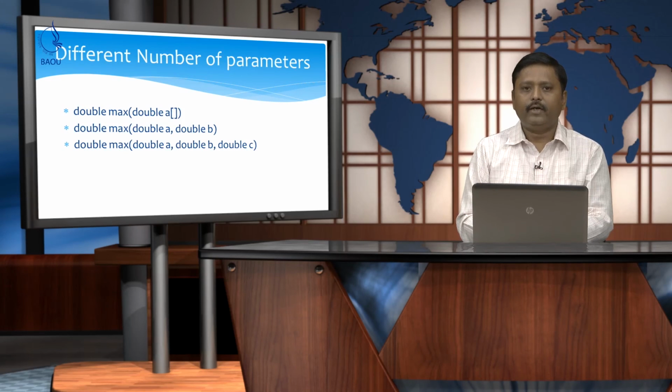Here it is very easy for the compiler to check. If I provide an array as an argument, it will execute the first. If I provide two double values, it will execute the second definition, and if I provide three arguments of type double, it executes the third definition. So, this is the first case, where the number of parameters is different.